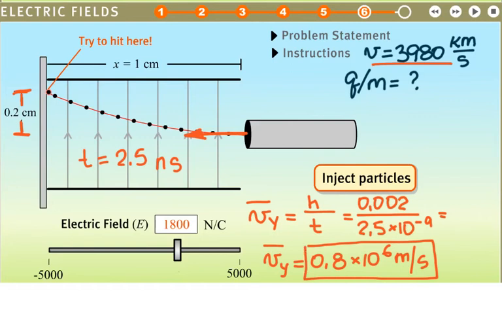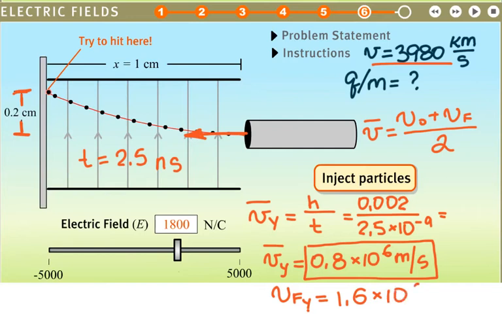So if the average velocity, let me write the formula again. Average velocity is equal to the initial velocity plus the final velocity divided by 2. So because initial vertical velocity is 0, then the final velocity on y is equal to twice the average velocity, which is 1.6 × 10^6 meters per second.